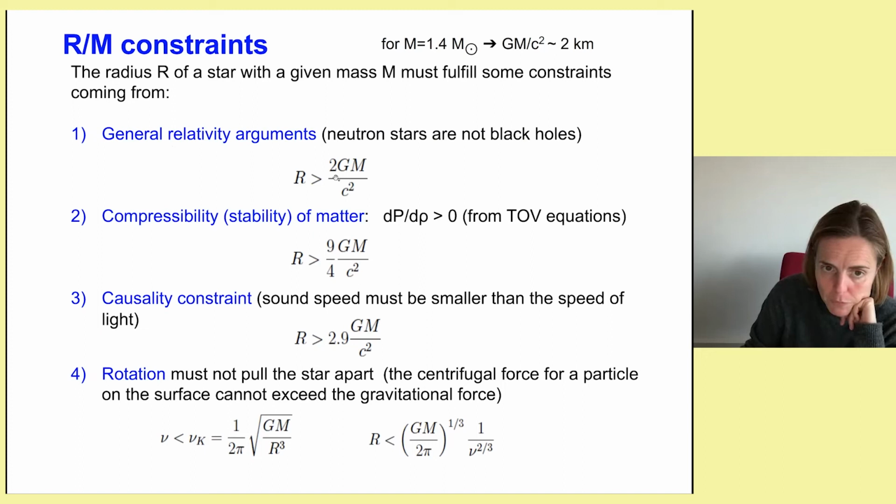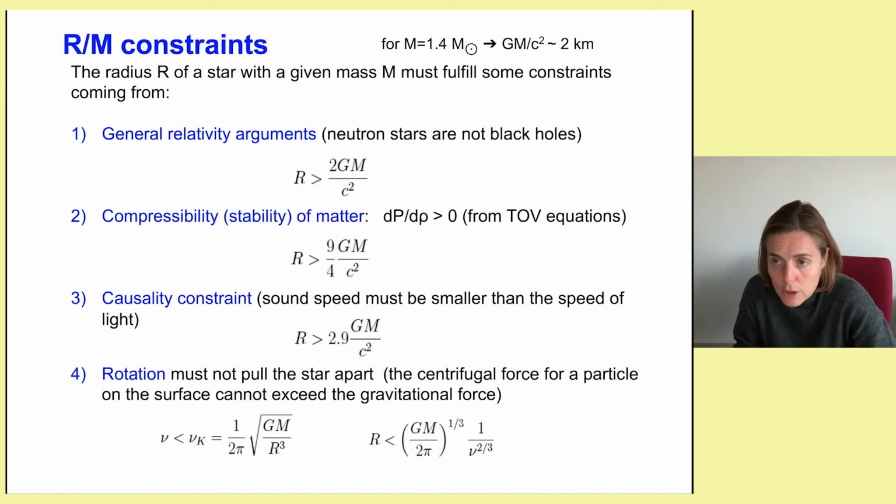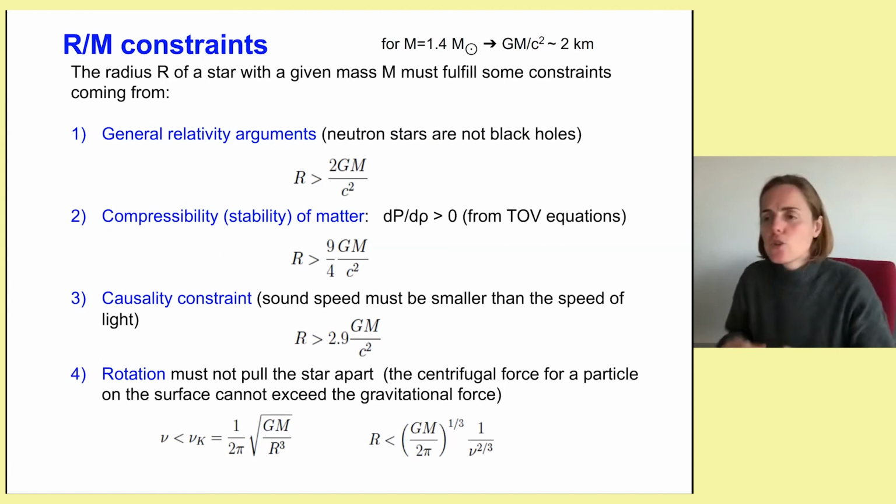Also, there is the compressibility or stability of matter, that the pressure versus energy density should be positive. So it also gives you a relation between the radius and the mass that has to be fulfilled in order to have some stable, realistic star, okay? There's also the causality constraint, that the speed of sound should be at maximum the speed of light. So these are theoretical constraints, they give you some limits, okay, on the radius and mass and relations.